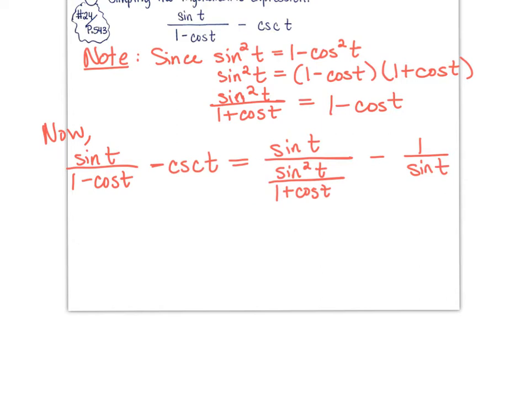It looks a little complicated, but we can rewrite it. So this is the same thing as sine of t. Dividing by that is the same thing as multiplying by what? The reciprocal of it. Good. So you have 1 plus cosine of t divided by sine squared t. All of that minus 1 over sine t.